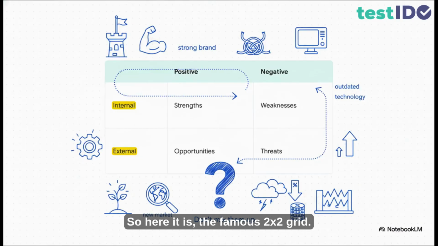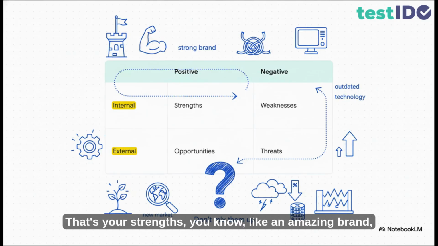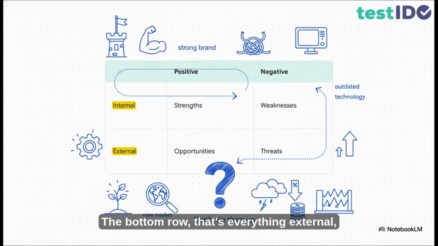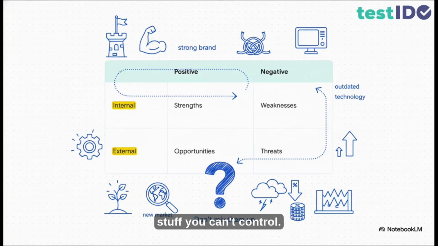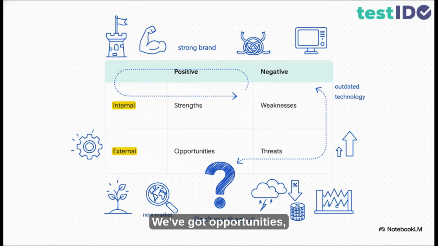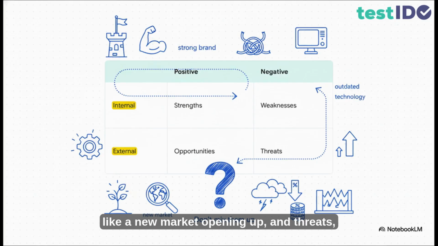So here it is, the famous 2x2 grid. And it looks simple, but man, it's powerful. Let's break it down. The top row is everything internal, stuff you can control. That's your strengths, like an amazing brand, and your weaknesses, maybe like some clunky old software. The bottom row, that's everything external, stuff you can't control. This comes straight from our PESTEL and Porter's work. We've got opportunities, like a new market opening up, and threats, like a competitor doing something scary.